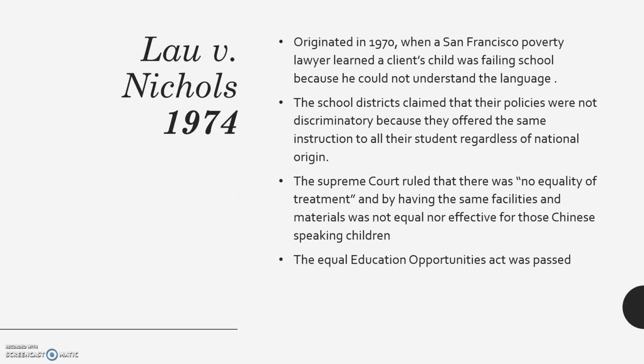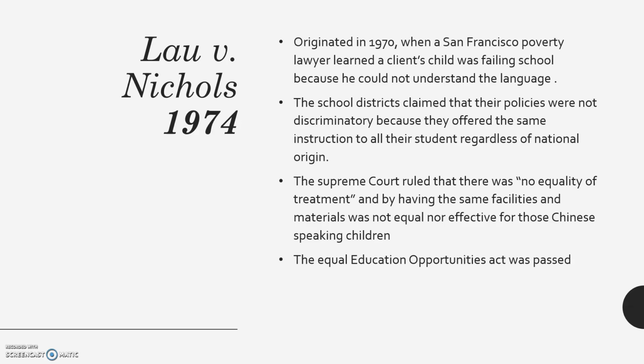Lau versus Nichols in 1974. This originated in 1970 when a San Francisco poverty lawyer learned that one of his client's children was failing school only because he did not understand the language. And the school district claimed that their policies were not discriminatory because they did offer the same exact instruction to all of their students regardless of national origin.